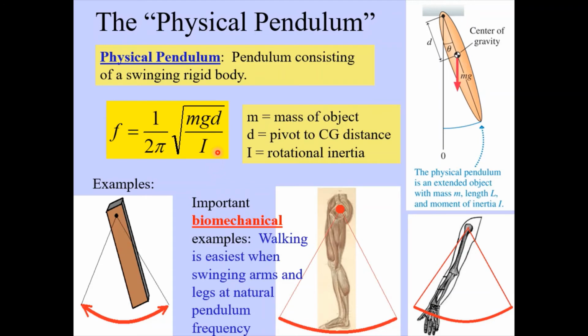It has a couple of things in here. First of all, it has I down here, which is the rotational inertia of the pendulum. And also it has d, which is sort of like the length. That's the distance from the pivot point, up here, say, not down to the bottom, but to the center of gravity.